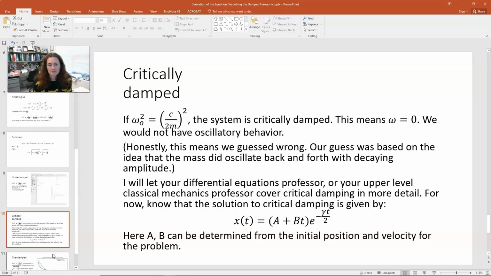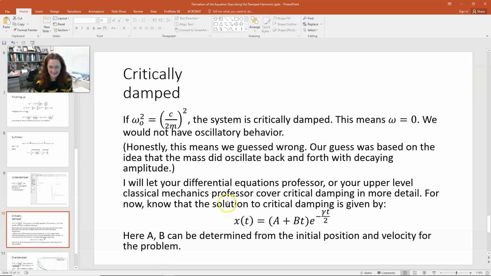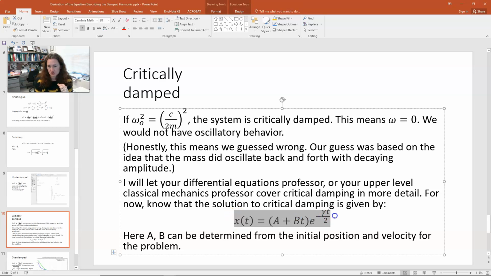And so I'm going to let your differential equations professor and your upper level classical mechanics professor cover the full solutions to both critical damping and overdamping, which I'll touch on very briefly. But suffice it to know for now that your guess was wrong, and so what you would have to do to fix it is a little differential equations magic, which I'll let your differential equations professor touch on. And that would shift your solution to looking like this function right here.